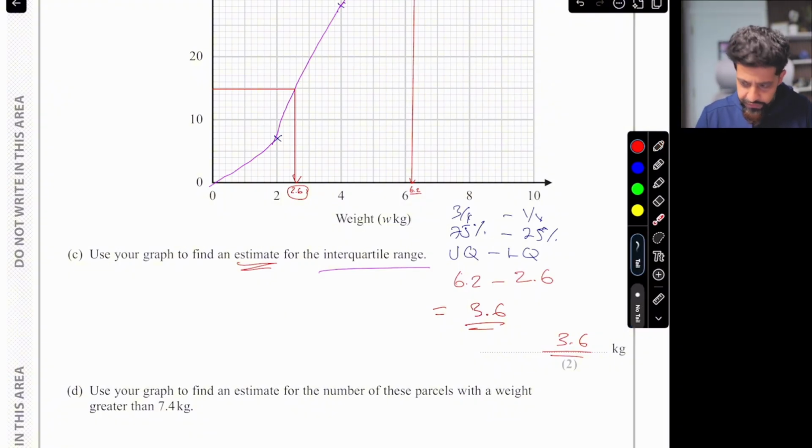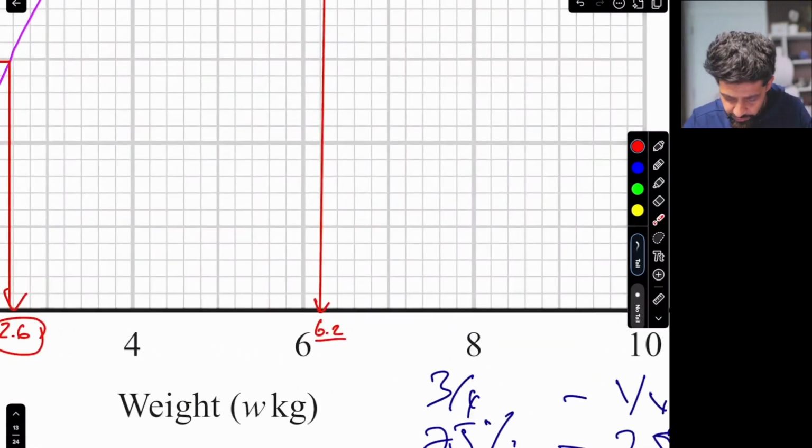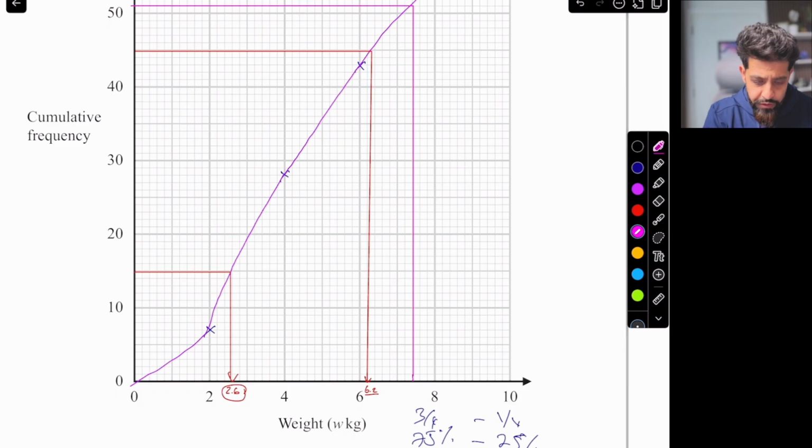Right, then it says use your graph to find an estimate for the number of these parcels with a weight greater than 7.4. So if you go back up to your diagram, you find 7.4, this one. Follow that line up, see where it hits around there, and just read that.